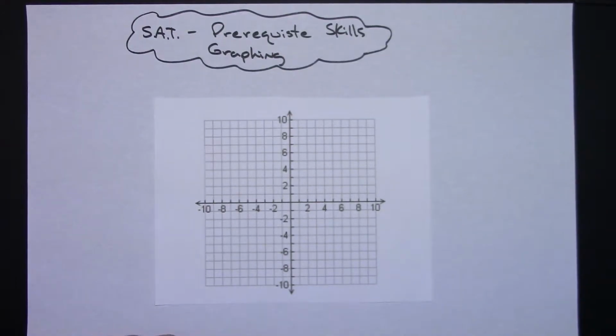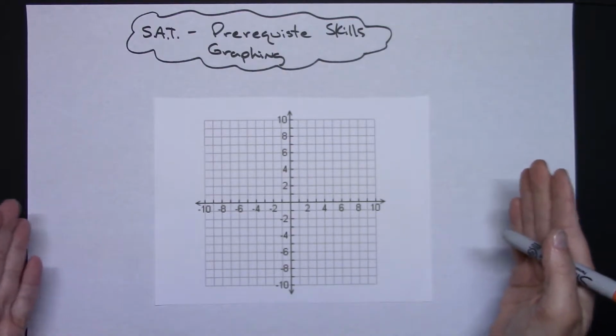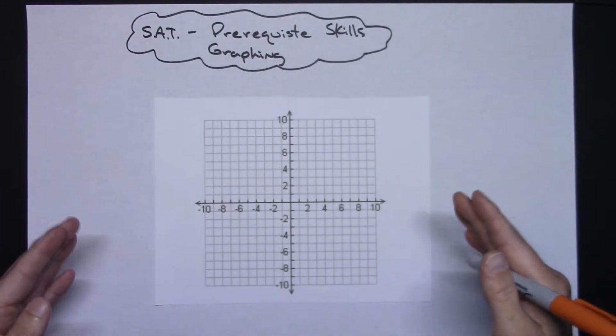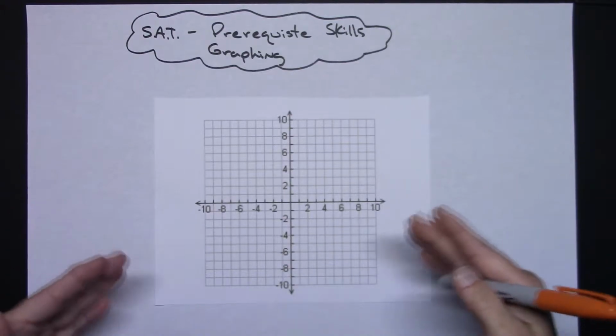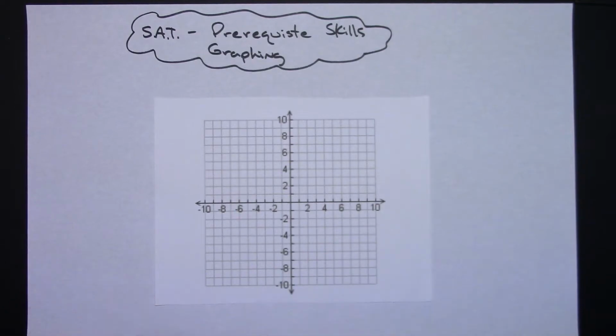In this video, I'm going to take a look at some prerequisite skills required for the SAT test, and it's all going to be centered around graphing. Things you should know about the coordinate plane and graphing either a single equation or a system of equations. So first of all, we're going to take a look at just the coordinate plane and get some vocab out of the way.